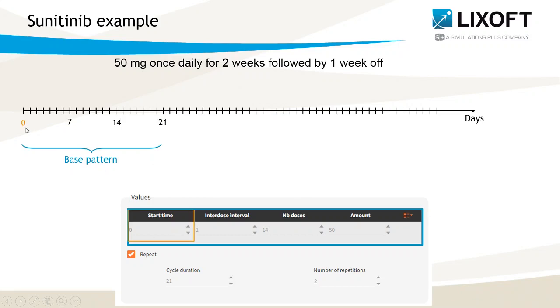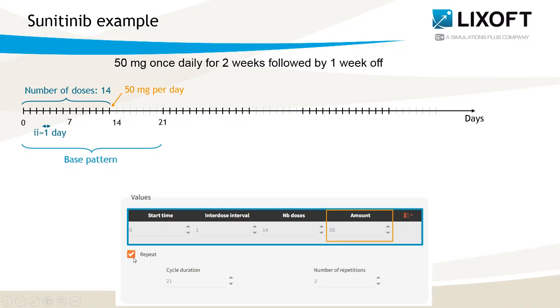First, the start time is 0, then the interdose interval is every 1 day. In the base unit here, I have in total 14 doses. This is what I indicate here, and the amount of each dose is 50 mg indicated here. I then want to repeat this base pattern. For this, I tick the repeat tick box here.